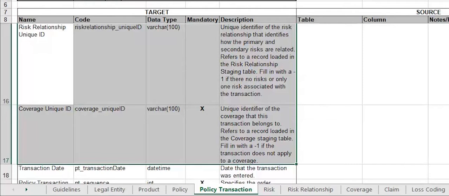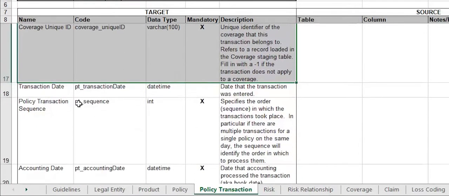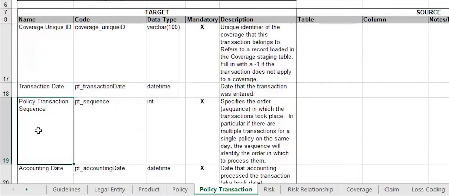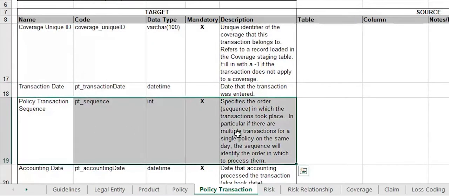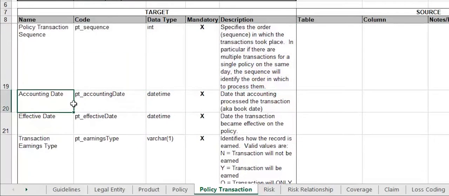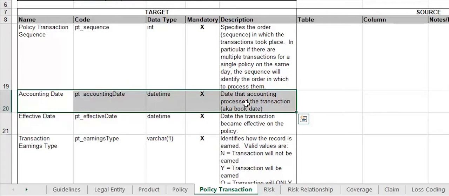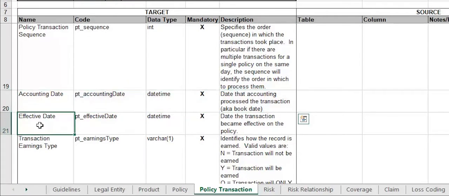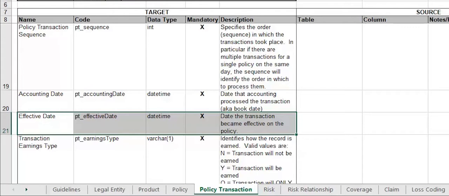Continuing down the Policy Transaction tab, in row 18 we have the transaction date and in row 19 the policy transaction sequence to order the transactions. Row 20 covers the accounting or book date, telling us when it was actually booked for accounting purposes. In row 21, we have the transaction effective date. The key here is, if it is a new business transaction, this would be the policy effective date. If it's an endorsement, this would be the effective date of the endorsement. If it is a cancellation, this would be the effective date of the cancellation.